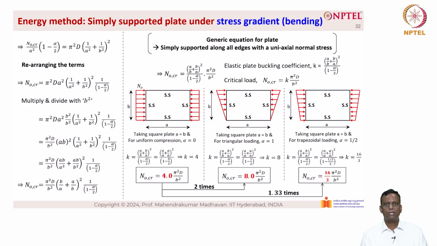So the moral of the story is, lesser the compressive load that is being applied to the plate, more is the plate buckling coefficient as it is reflected here. So when we apply 50% of the load, the K value jumps from 4 to 8, and when we apply 3/4 of the load, the K value now jumps from 4 to 16 by 3, which is 1.33 times higher than the uniaxial compression. With this one, we have completed solving the critical load for plates using the strain energy method. Thank you very much.